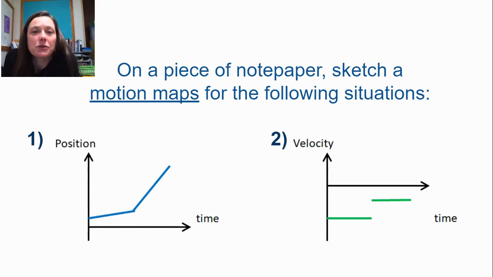Take a minute to consider the two graphs below. Number 1 is a position graph, and number 2 is a velocity graph. On some scratch paper, sketch what a motion map for each of these two motions would look like. Remember, a motion map is the diagrams that have all the little arrows showing the direction and the amount of something's velocity. Pause the video, draw your diagrams, and then press start.